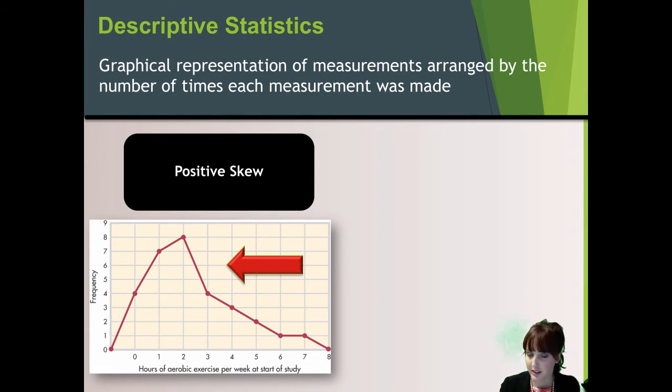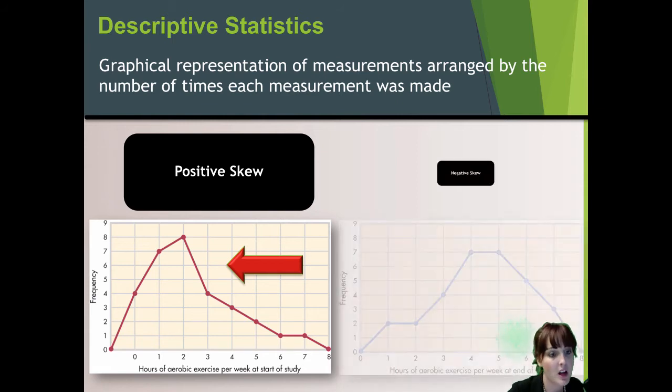Don't ask me why that is, that's just why it is. It is a positive distribution. More scores are on the lower end of the scale. So, positive skew: scores are bunched towards the lower end of the scale.